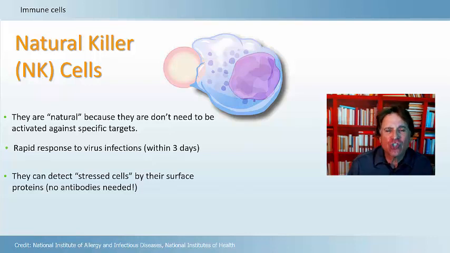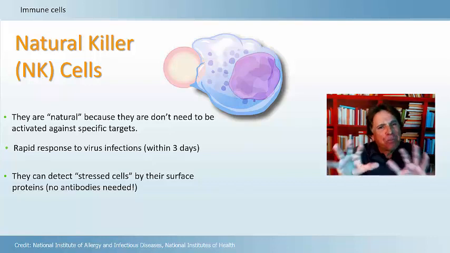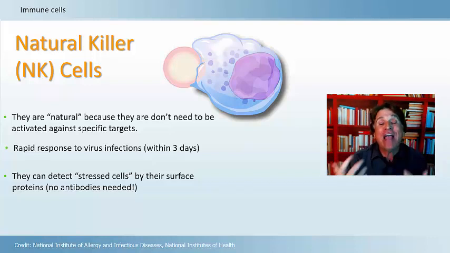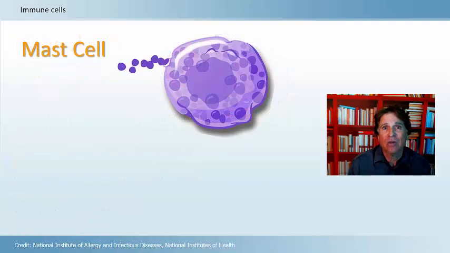The natural killer cells can detect stress cells by their surface proteins. No antibody flags are needed. This is incredible. These cells can actually determine by the proteins that are on the surface of another cell whether that cell is infected by a pathogen. These are another type of cell that help us fight cancer, and they can destroy tumor cells.